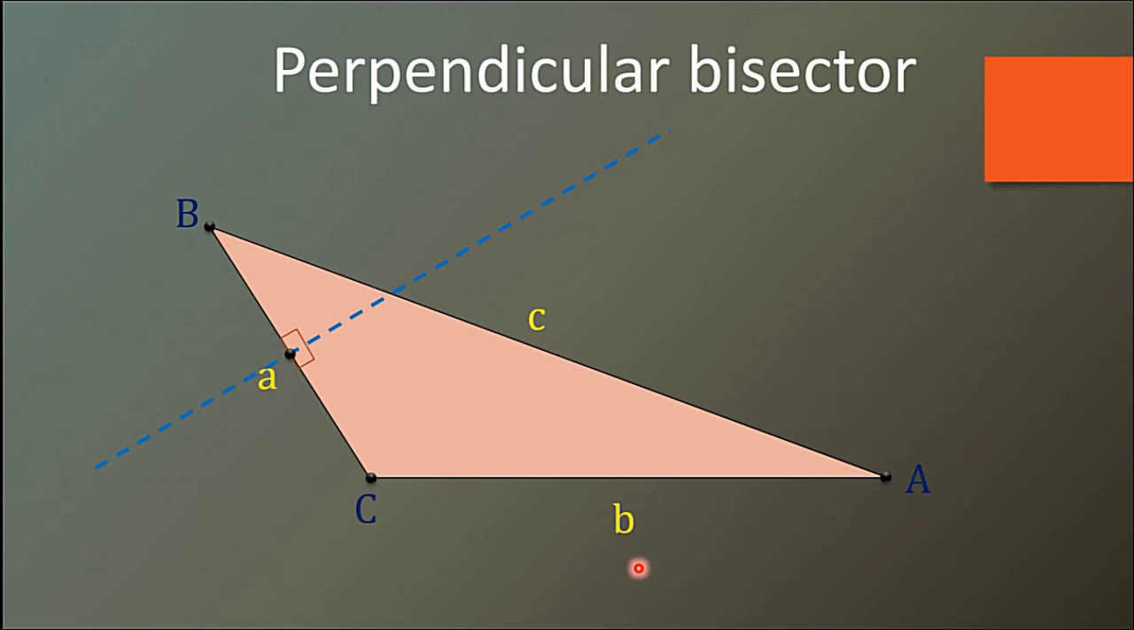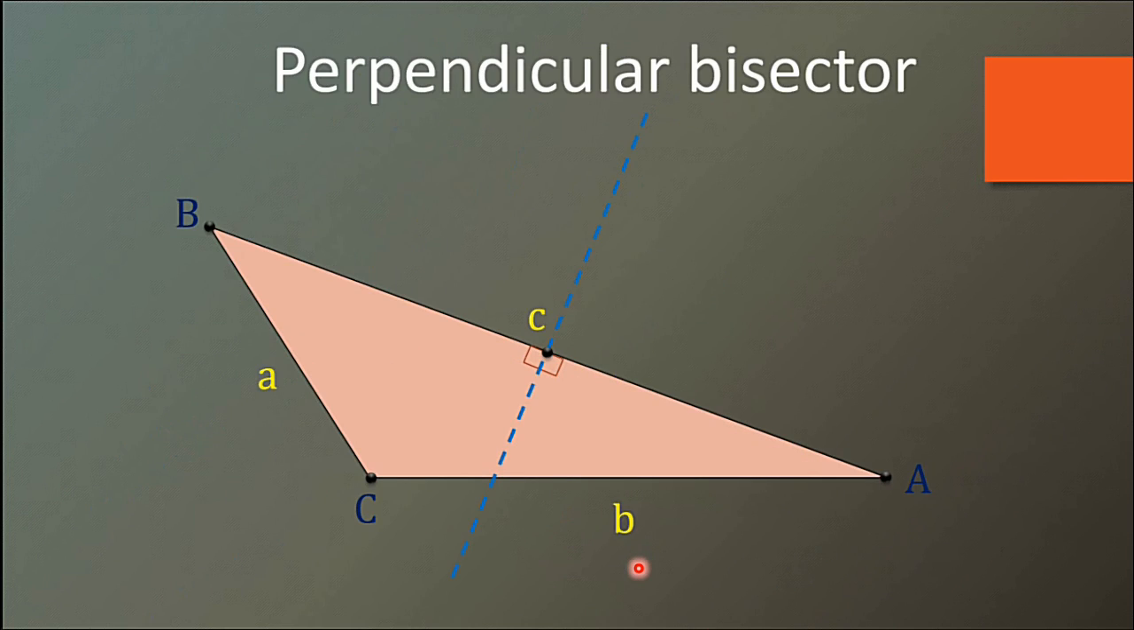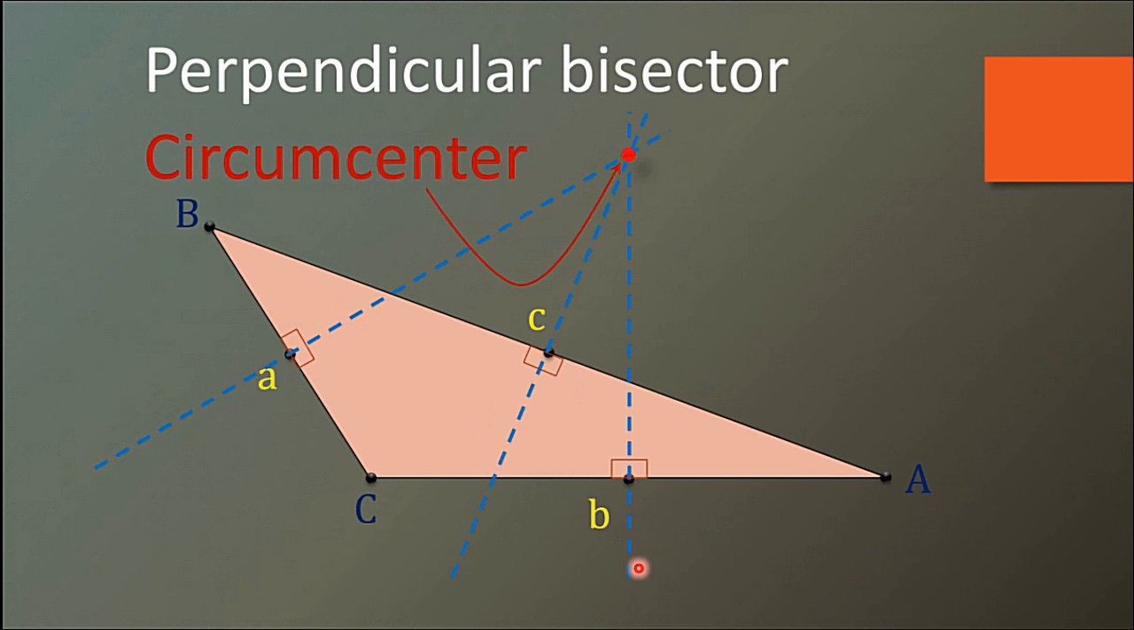The same triangle is reproduced, but the perpendicular bisector is drawn for a different side, side A. The same triangle is reproduced again, and the perpendicular bisector is drawn on the third side, side C. The 3 perpendicular bisectors will all intersect in the same point shown by the red dot, which is labeled the circumcenter.